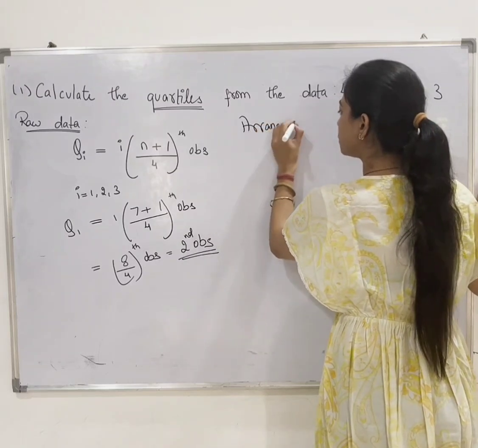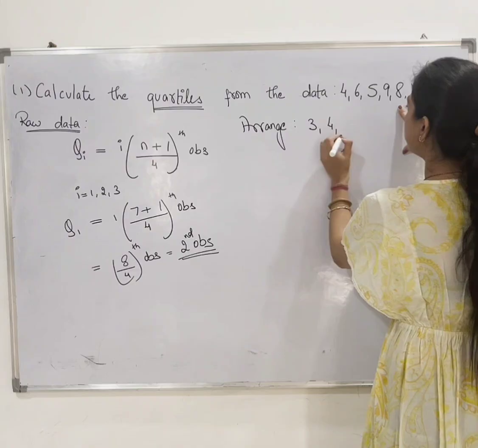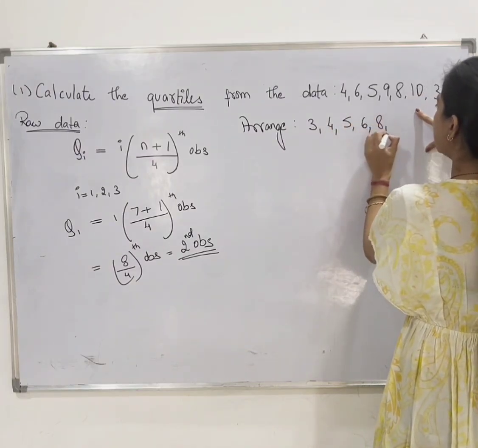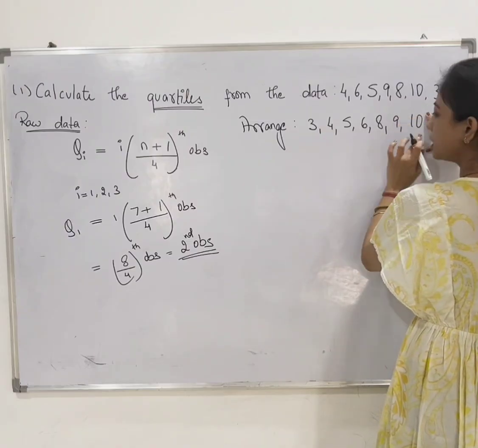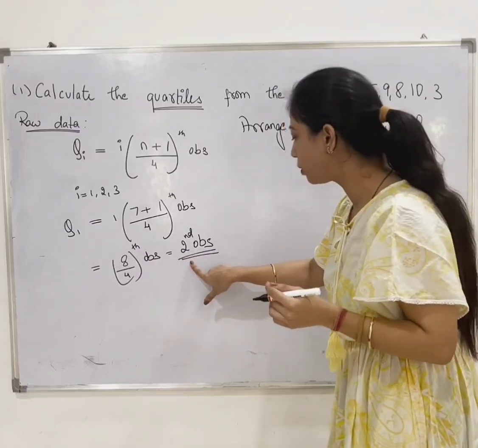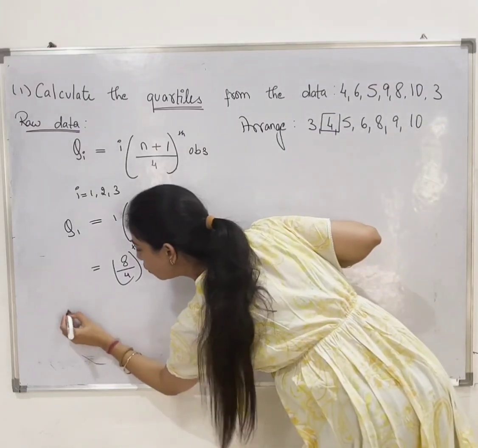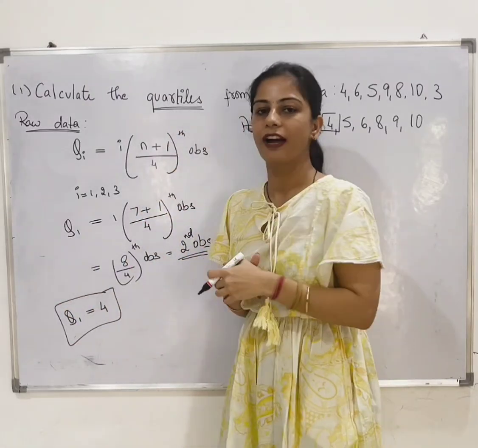Arrange: 3, 4, 5, 6, 8, 9, 10. 1, 2, 3, 4, 5, 6, 7. So we have 7 numbers given to us. Now the value of Q1 is the second observation. The second observation is 4. So the value of Q1 is equal to 4. This is the first quartile value which we have got.